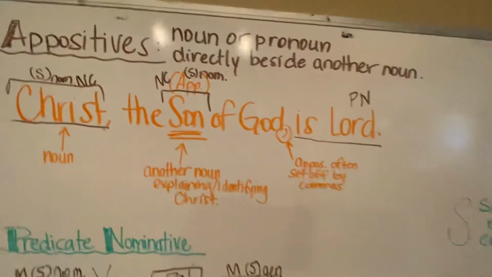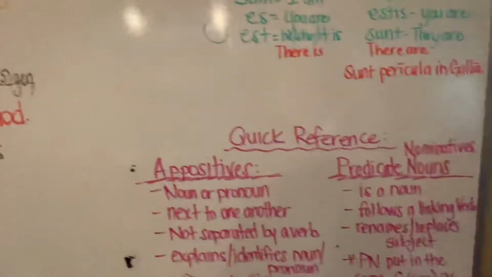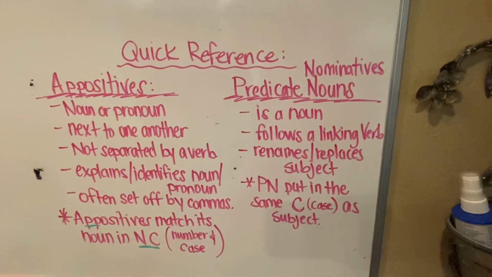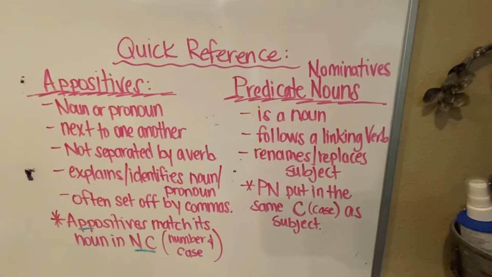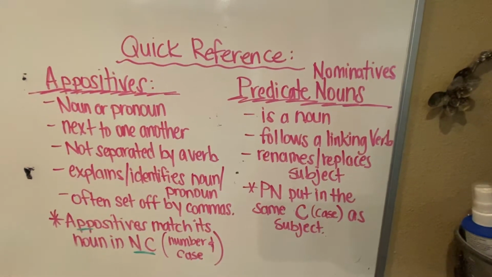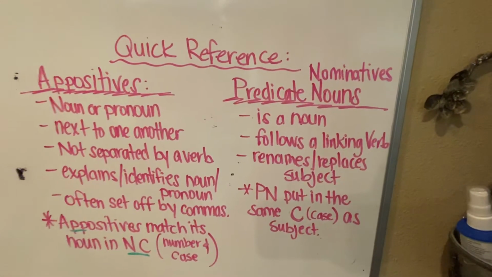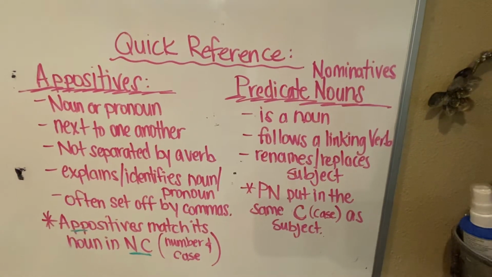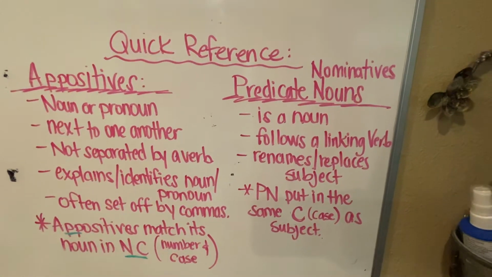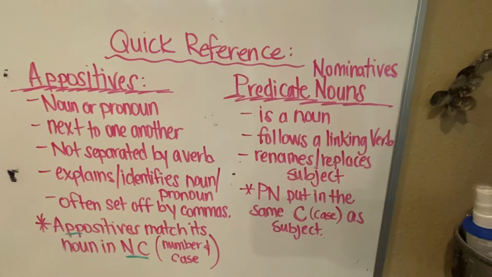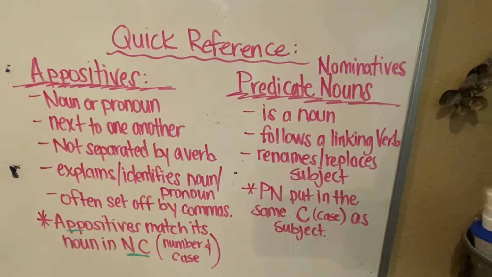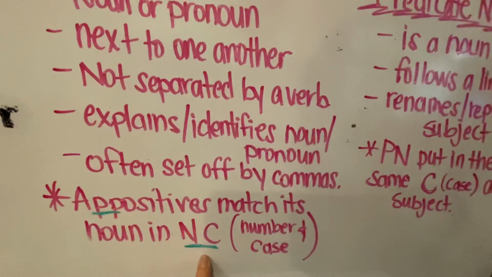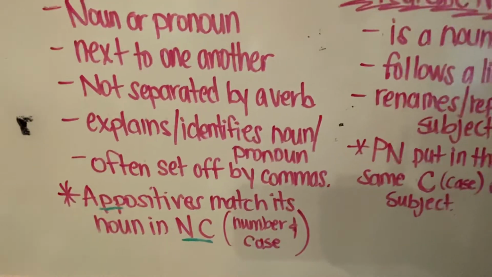Okay, and then I just have a quick cheat sheet over here just to give you a quick reference of how appositives work. They're a noun or pronoun. They are next to one another. They're not separated by a verb. They explain or identify the noun in a sentence, and it's often set off by commas. And so that's a good little indicator there. And then I just tell you that appositives, they have two P's, and there are two things that need to get labeled, the number and the case.